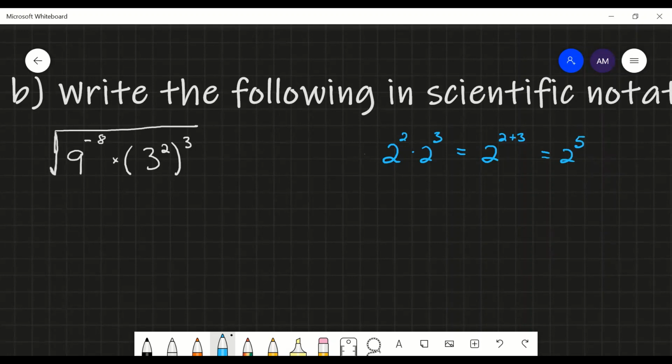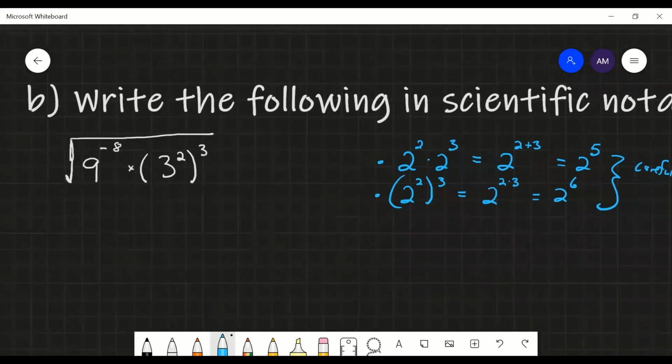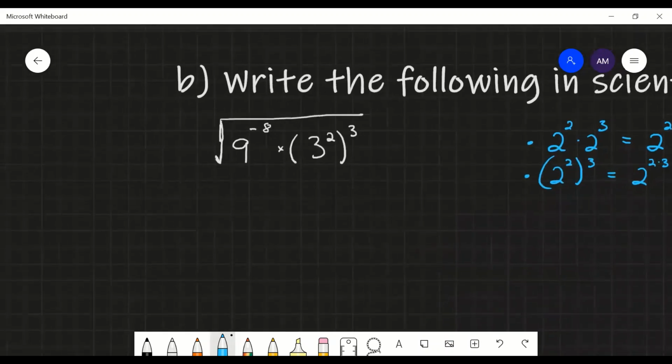Now, people often get this confused with the other rule, which is whenever there's a bracket involved. Whenever there's a bracket separating the 2 exponents like this, the answer becomes 2 to the power of 2 times 3, which would be 2 to the power of 6. So be very careful with these. Now, with that in mind, let's try to make some sense out of this.